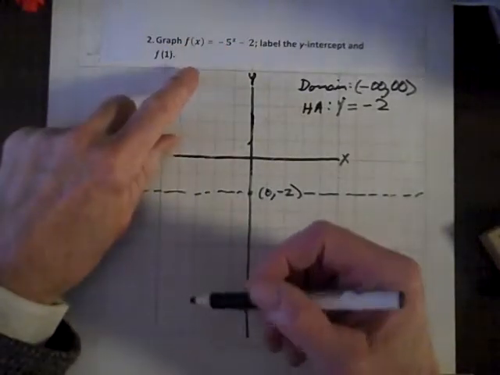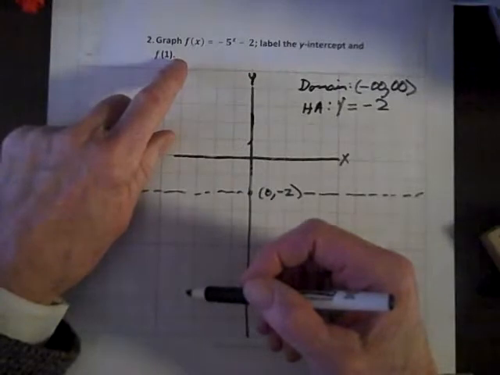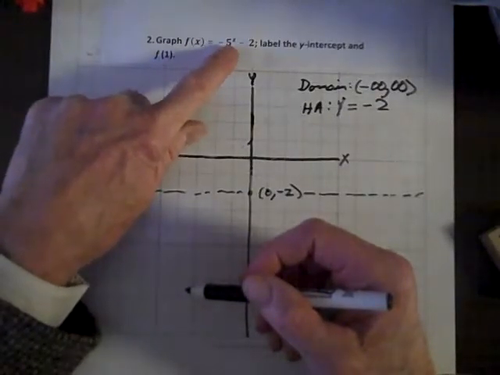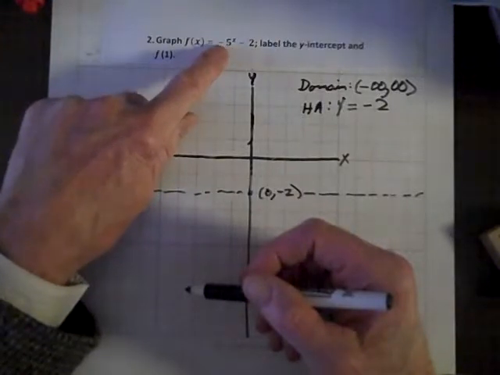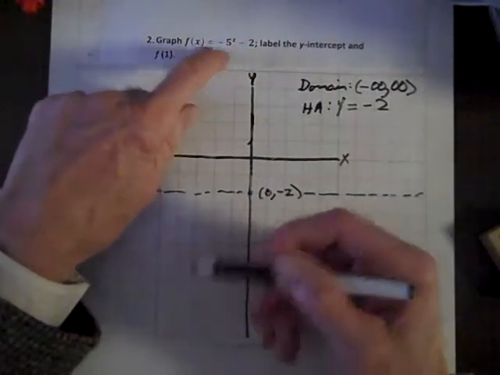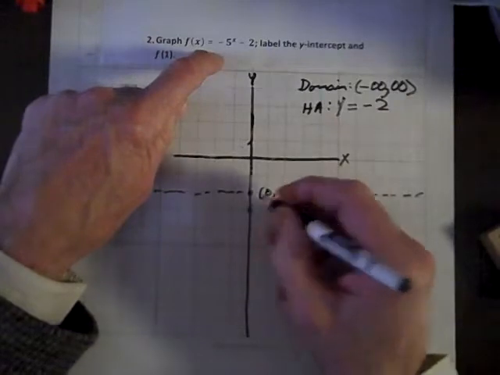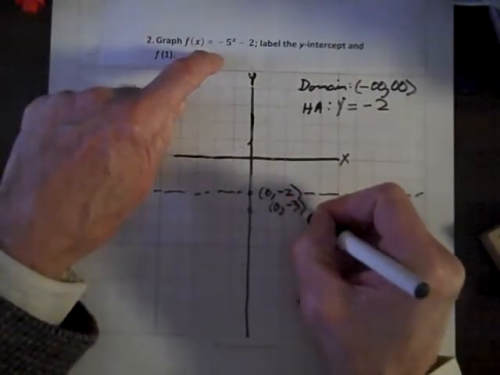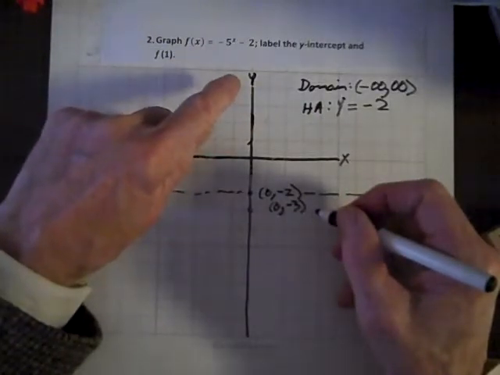So now let's find the y-intercept. So we'll let x be 0. When x is 0, 5 to the 0 is 1. A negative in front of that, that's negative 1 minus 2 is negative 3, so the point is 0, negative 3.